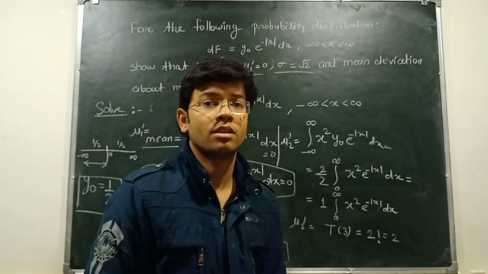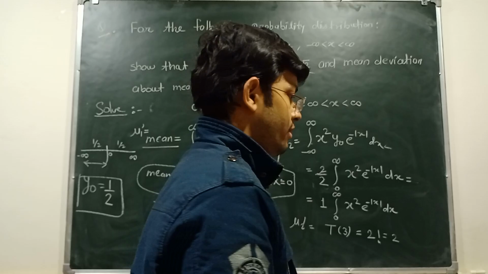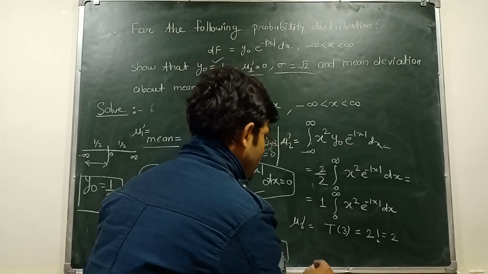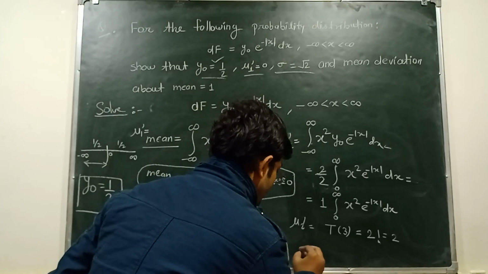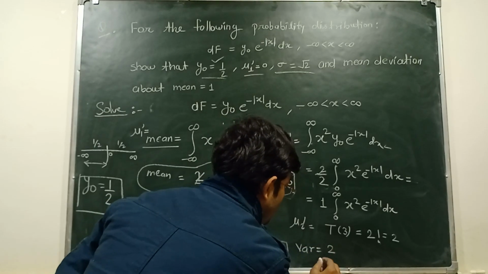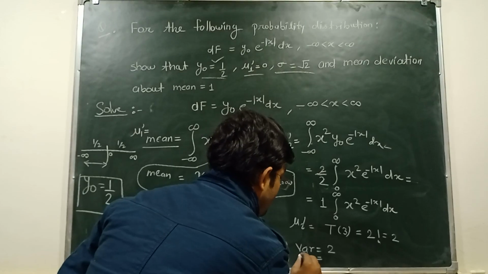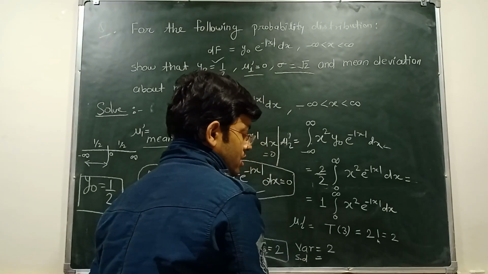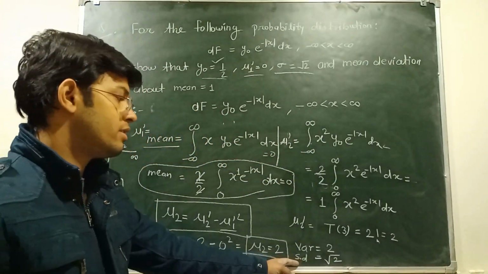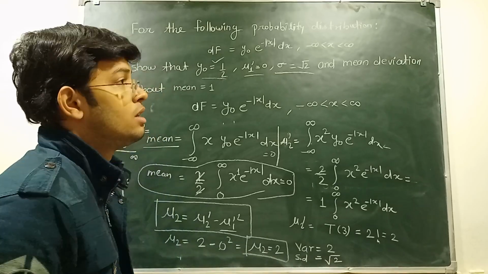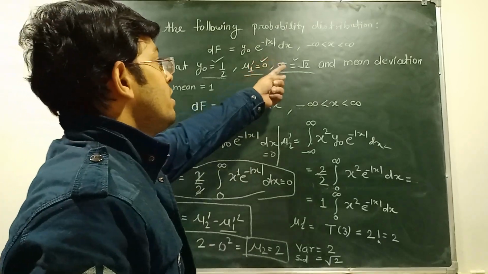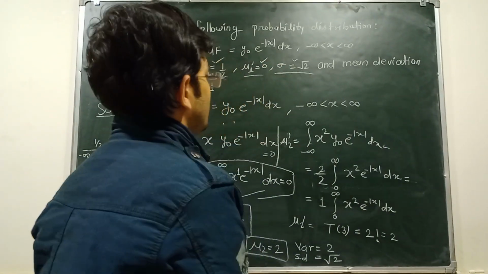Now when we have to find the value of standard deviation, we simply take the variance, which is equal to 2, and the square root of variance is equal to the standard deviation. So the value of the standard deviation would be root 2. So our answer for mean is equal to 0 and the standard deviation is root 2.